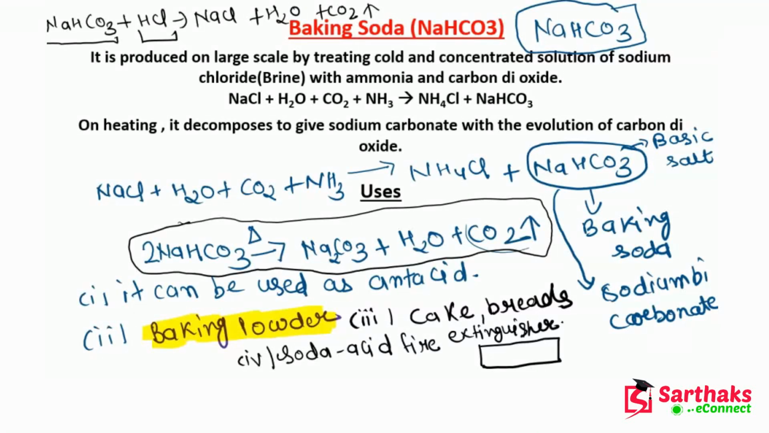So guys, carbon dioxide can be used in fire extinguisher because it extinguishes the fire, okay, because it is heavier than air, so it will break the contact between the fuel and the fire, so that's why it can be used in acid fire extinguisher or soda acid fire extinguisher. I hope guys this point is clear to you. Now after understanding this point, let's move ahead on the next slide and let's talk about the other important salt.